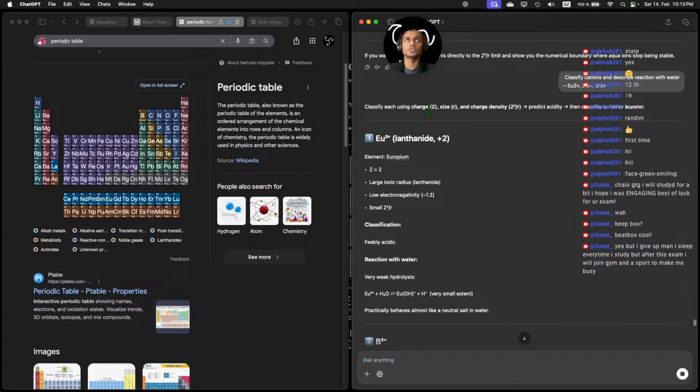Classify using charge, size, charge density, predict acidity, then describe behavior in water. U2 plus.